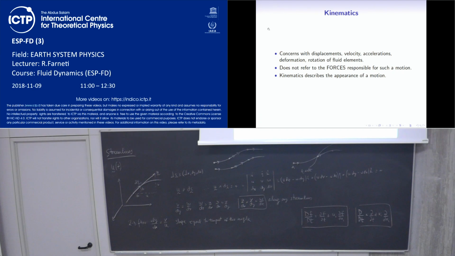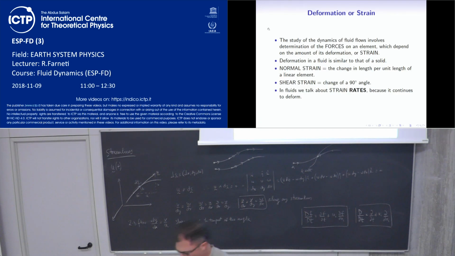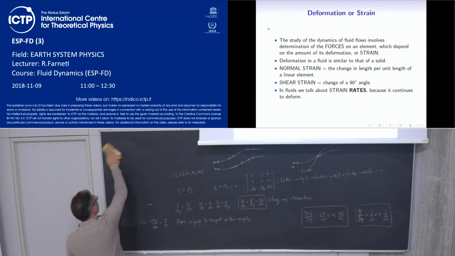We're not going to talk about forces yet. But we're just going to explain or characterize the deformations of a fluid particle. We still don't know what causes the deformation of this particle, but we can describe the deformations of this particle or fluid.